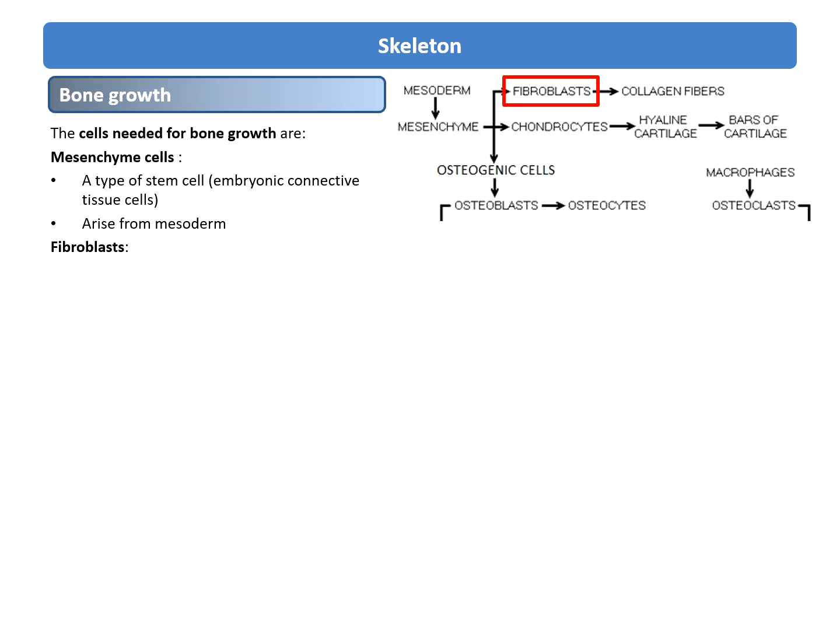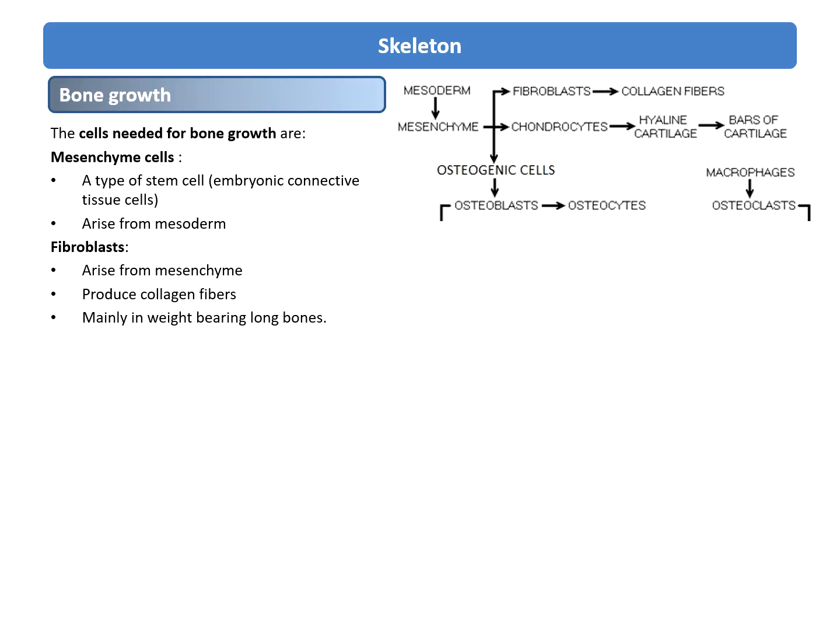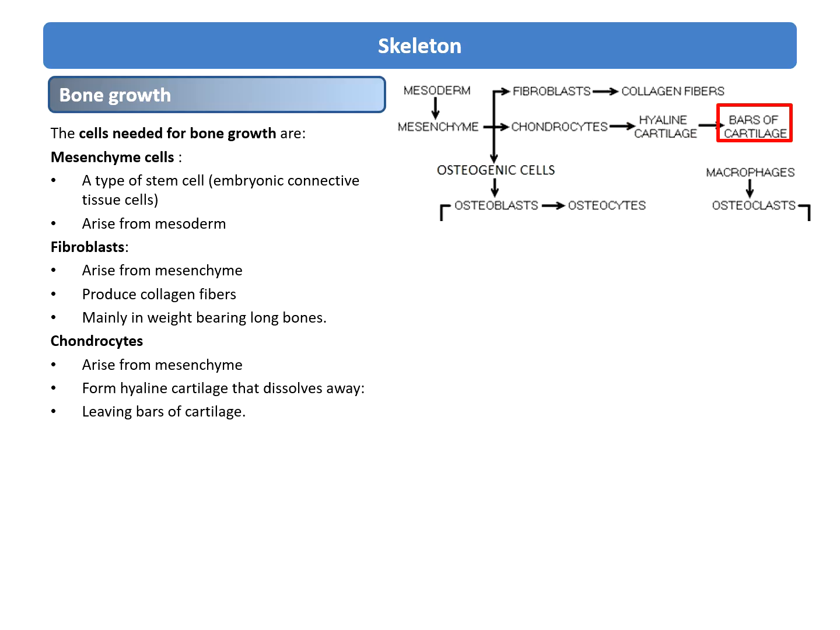Fibroblasts arise from mesenchyme, and these cells lay down collagen fibers. They're mainly found in the weight-bearing long bones. Chondrocytes also arise from mesenchyme, and they form hyaline cartilage. Now, as the cartilage forms, some of it becomes dissolved away, leaving bars of cartilage. This occurs mainly in cranial non-weight-bearing bones.